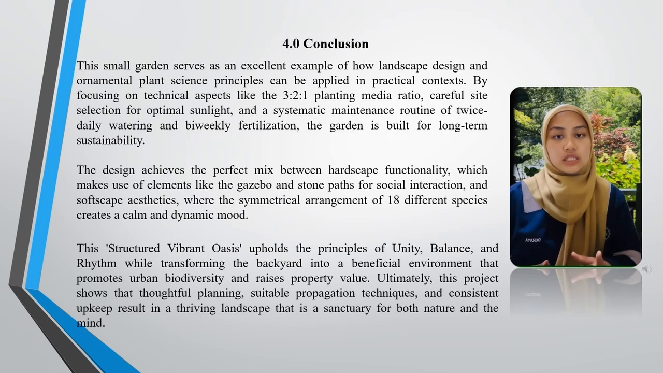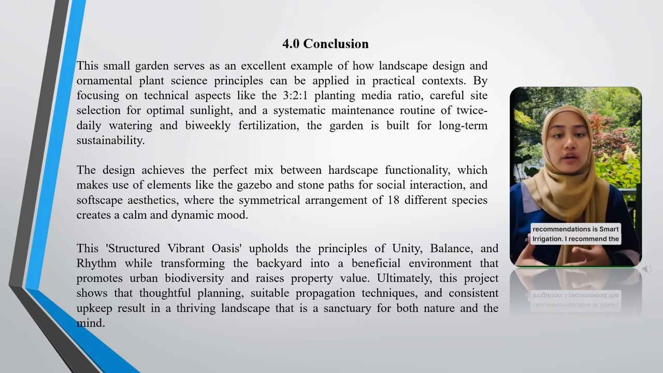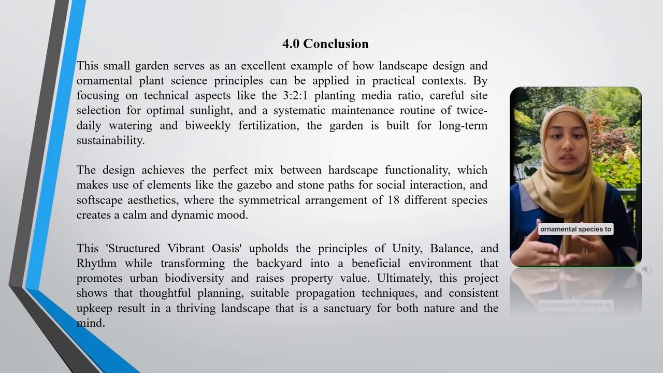To further enhance this project in the future, I would like to offer the following recommendations. First, smart irrigation. I recommend the integration of an automatic drip irrigation system with soil moisture sensors to optimize water usage and ensure precision for the flowering shrubs. Next is native species. I recommend expanding the plant list to include more native Malaysian ornamental species to further support local pollinators and increase the garden's resilience to the local climate.